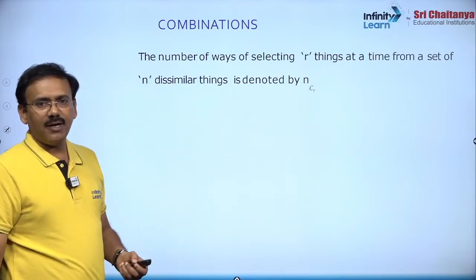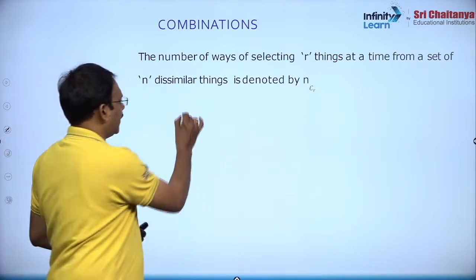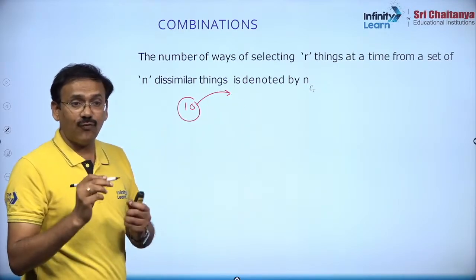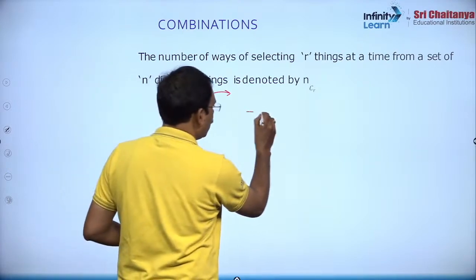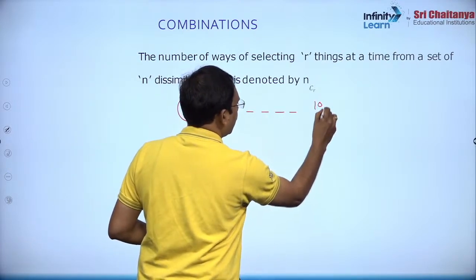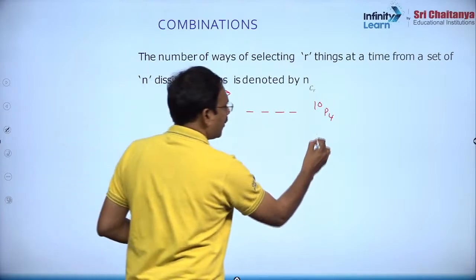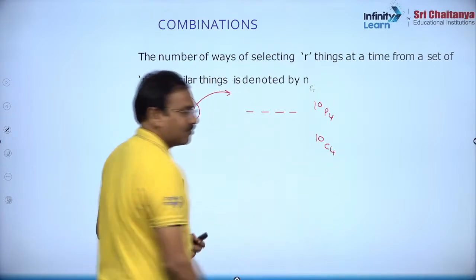so this point is, suppose let me say 10 students are there. I want to arrange 4 of them in a row. The answer is 10P4. I want to select 4 students. The number of ways is 10C4.